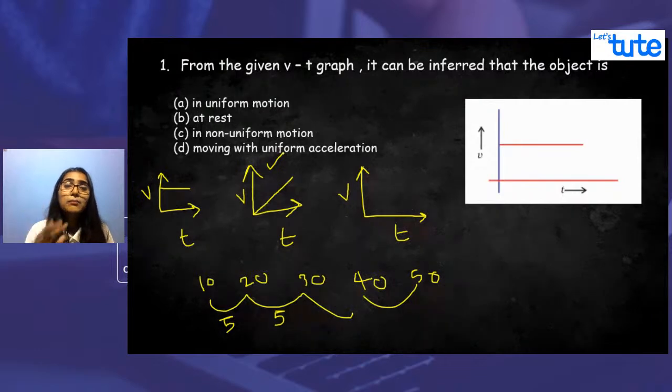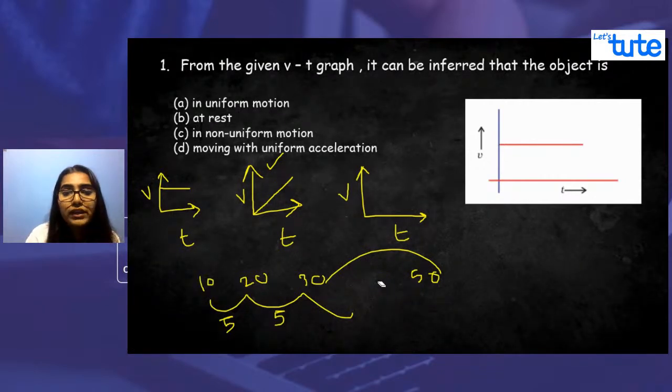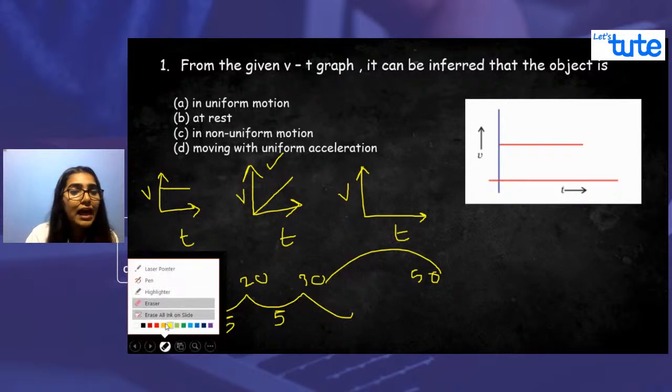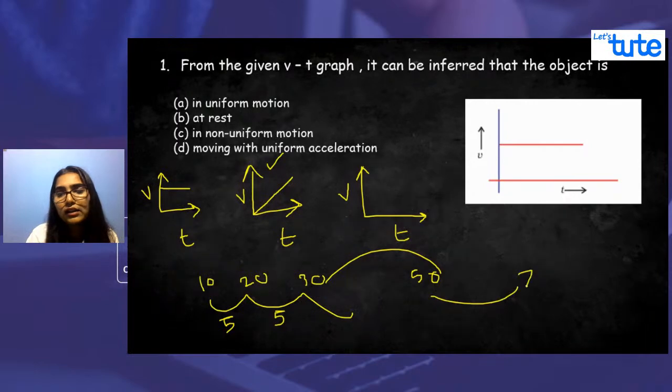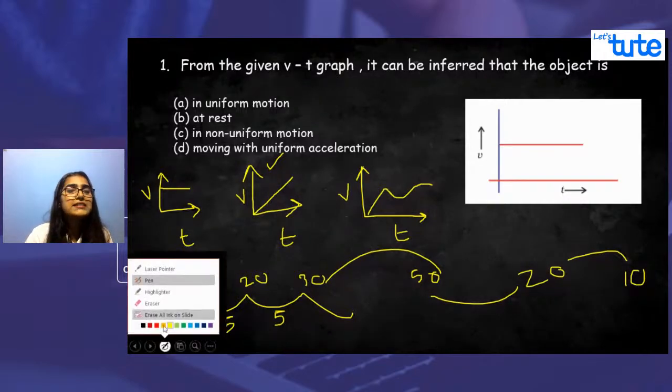But what happens in between from 30? Now the body has a velocity of 50. From 50, then it will have, let's say, a velocity of 20. Then it's having 10. It's so much of a confusion. So here, we are not going to get a constant graph. We are going to get a zigzag line, as Rishikesh had said. So for a non-uniform motion, you're going to get a zigzag line graph.